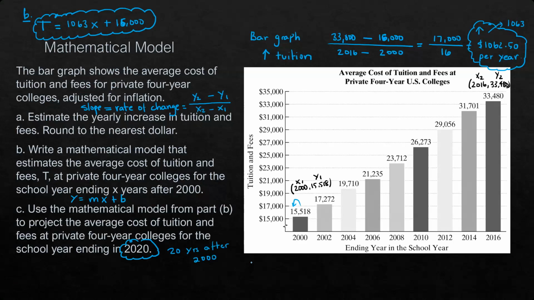To use the equation, tuition will be equal to 1,063 times 2,000 plus 16,000. This is using my estimations. Oh, what am I saying? I meant to say 20 here. Times 20.